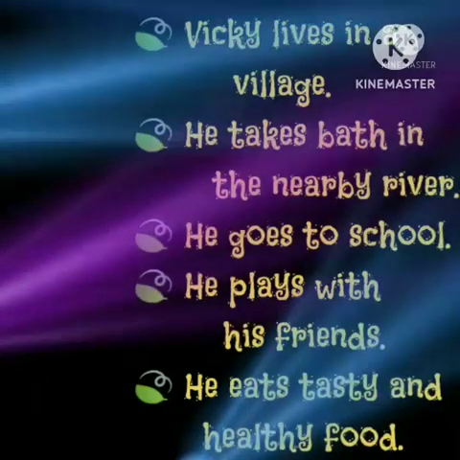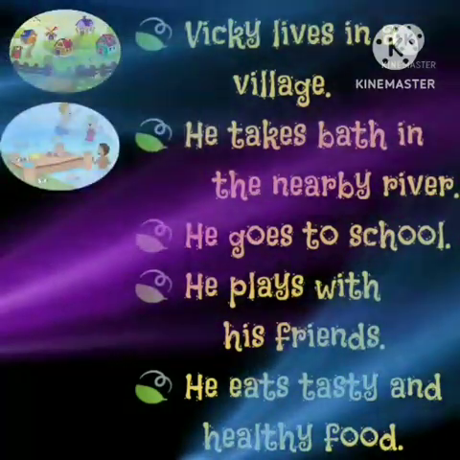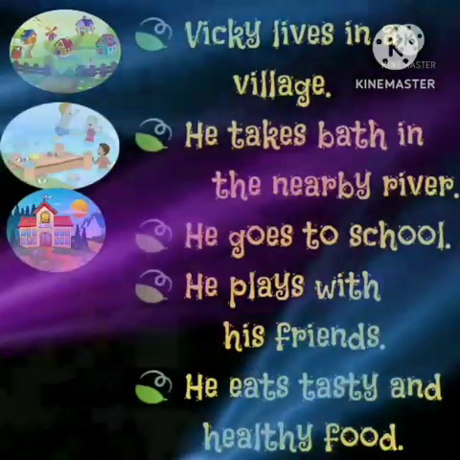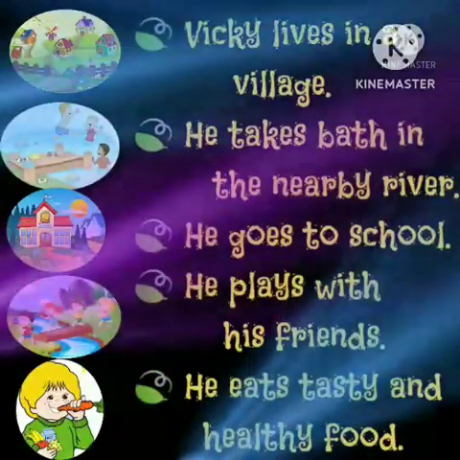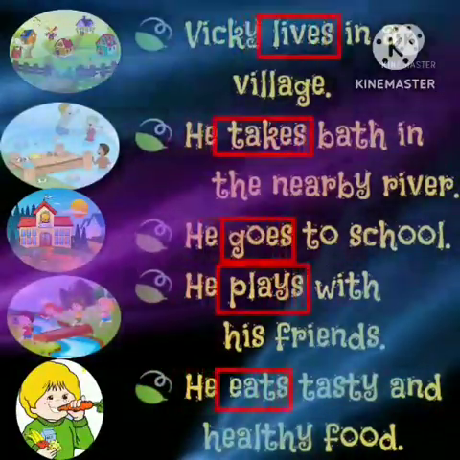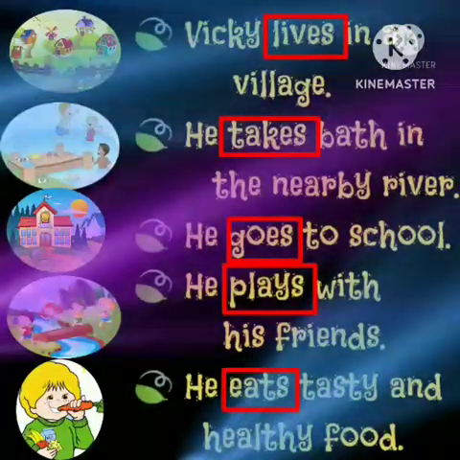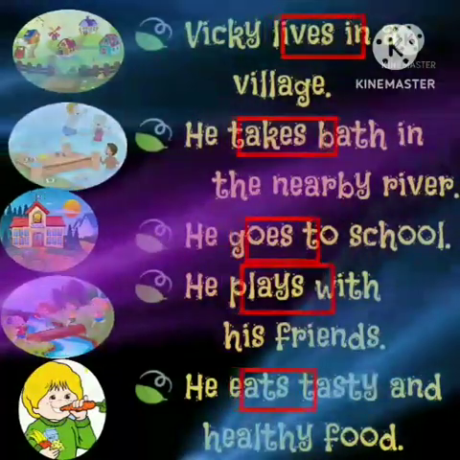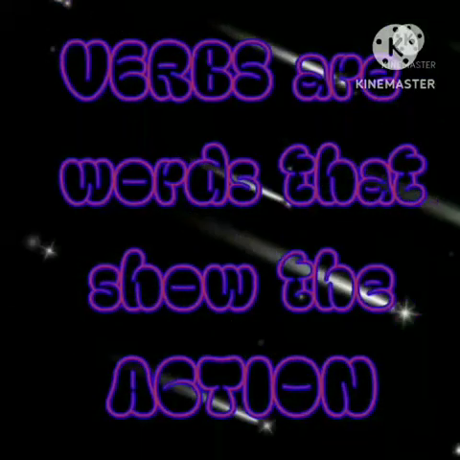Look at the sentences that we saw. Vicky lives in a village. He takes bath in a river. He goes to the school. He eats healthy food. He plays with his friends. These words like takes, goes, eats, play show the actions that are done by Vicky. We call those words as verb. Listen here, the verbs are words that show the action.